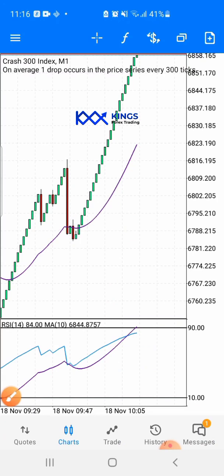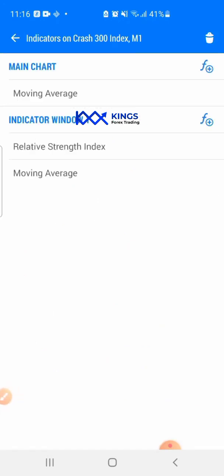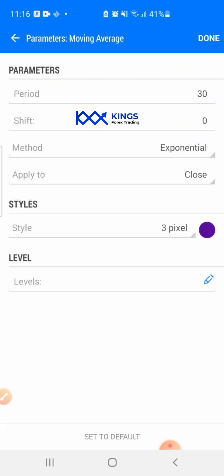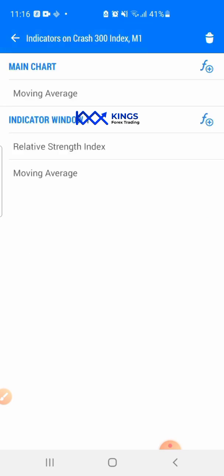So we go to our moving average first, our setup, which is our indicator setup. We have the first indicator right here as moving average 30. Okay, we have the shift 0, we have method exponential, apply to close, style trapezoids. Then you change the color to any color of your choice. Okay, so you can screenshot this and set it up yourself and click on done.